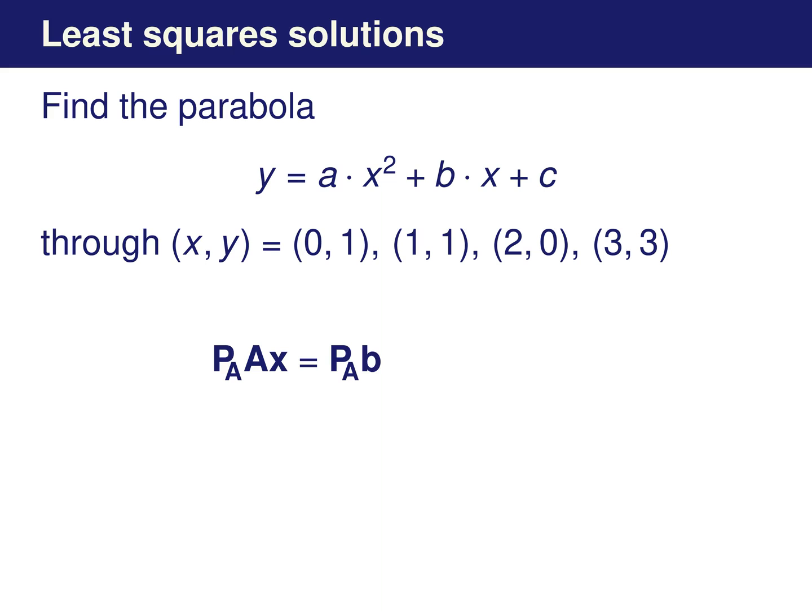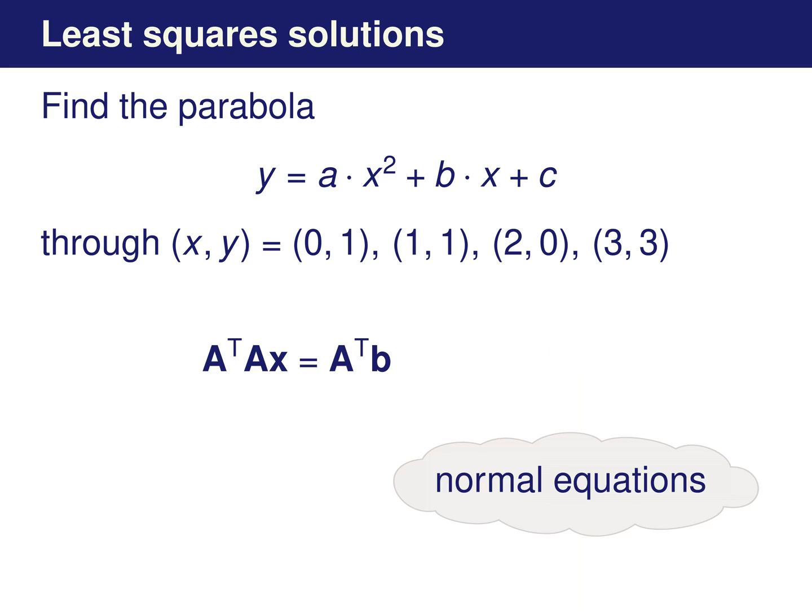We multiply P on both sides of the equation. On the left-hand side, we have that P times A equals A. On the right-hand side, we write out the projection matrix explicitly. We can simplify the right-hand side by multiplying both sides by A transpose. This allows us to cancel some terms. We get the so-called normal equations: A transpose A times x equals A transpose times b.